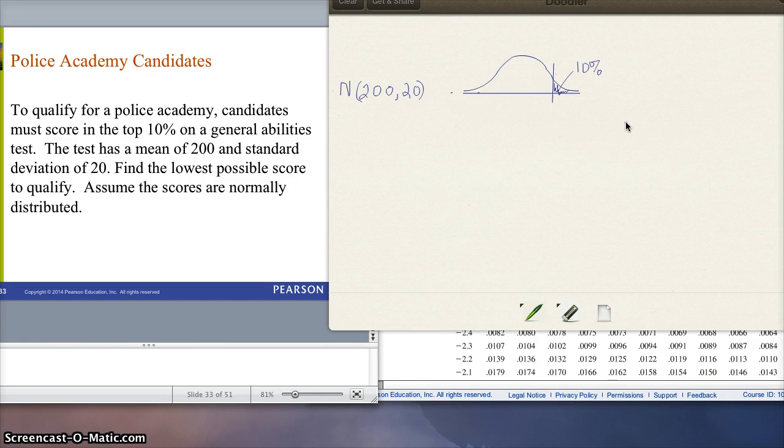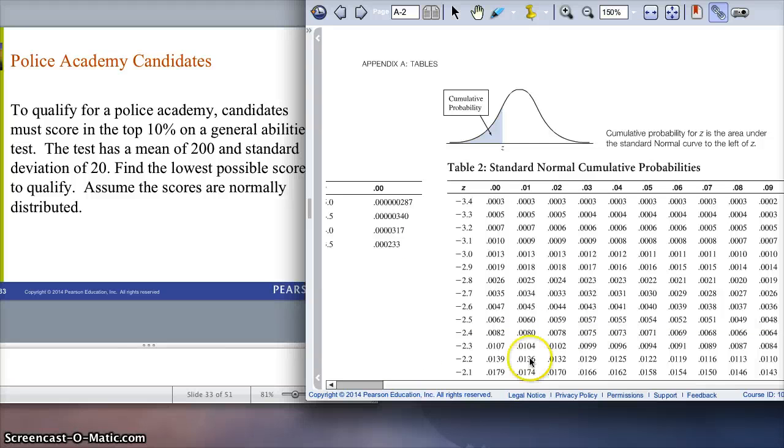Now remember, the table always tells us the part to the left. So what I need to actually look up in the table is this part here. If this is 10%, how much is in this part? Well, that's 1 minus 0.1, which is 0.9. Now we're going to go to the table, and we're looking at 0.9 in the table.